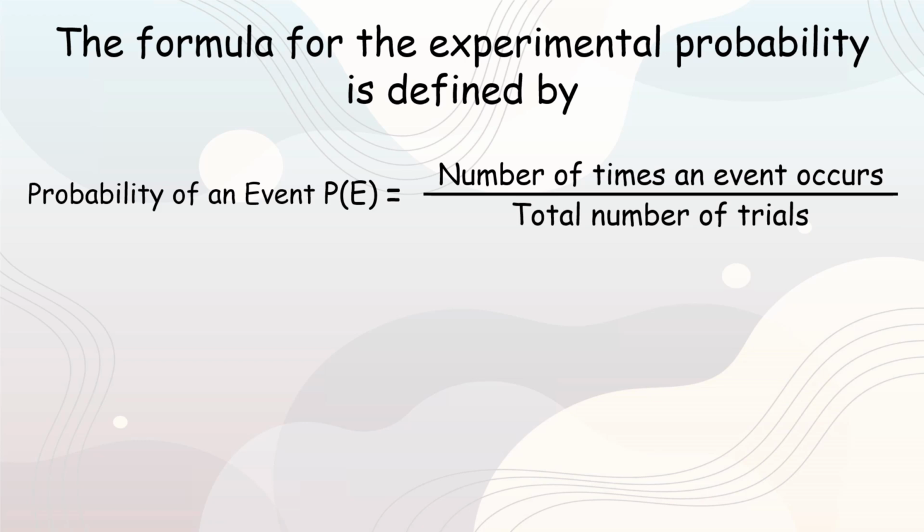So, for example, magtotoss tayo ng coin. Kung ilang beses ka magtotoss, yun yung total number of trials. Then, the number of times an event occurs, yun yung result, no? Halimbawa, gusto mo ng tail or gusto mo ng head. Kung gusto mo ng head, kung ilan yung nagiging result dun sa head, yun yung number of times of an event. Then, bibilangin mo yung lahat ng ginawa mong toss ng coin, yun yung total number of trials.